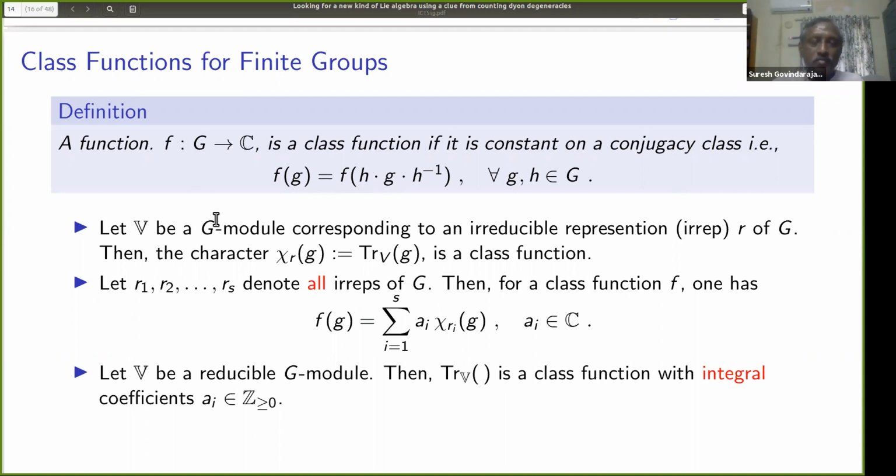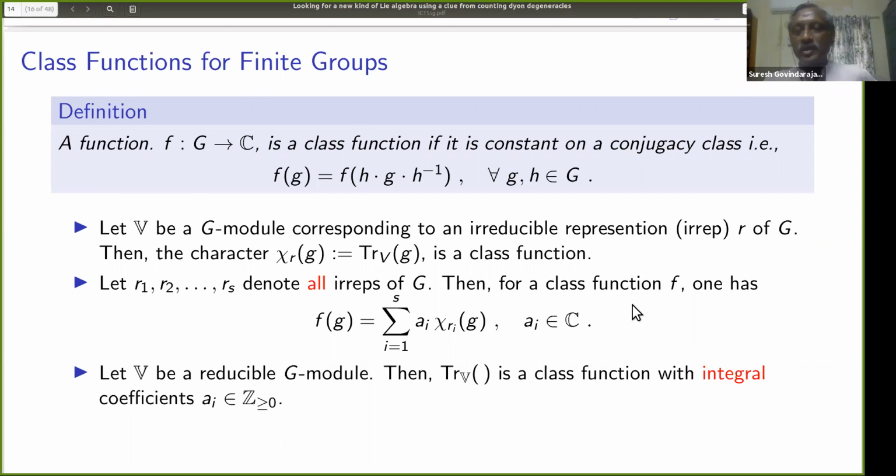Now let V be a G module, or a representation of G, which need not be irreducible. Let V be a G module corresponding to an irreducible representation R of G. Then chi R is nothing but trace over V of g. This is a classic example of a class function: the character. Okay. So let R1, R2 up to Rs denote all irreps of G. Because I have finite groups, the number of irreps is also finite, so I'm okay. We can define class functions even for continuous groups, but that's not what I want.